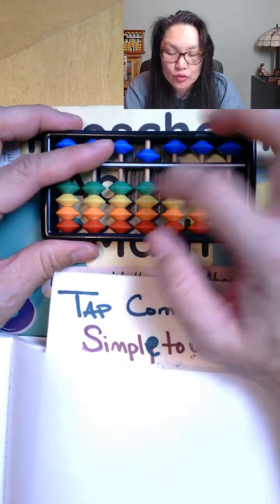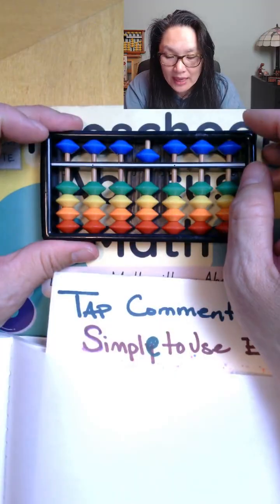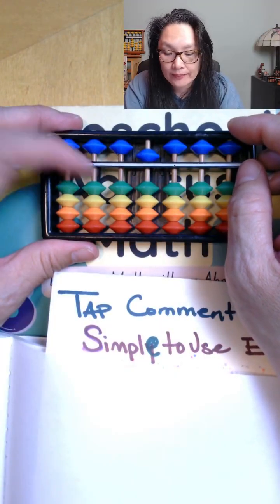Because what we're doing is just learning to read the abacus. When we understand how to read the abacus, we can actually do some adding and subtracting.